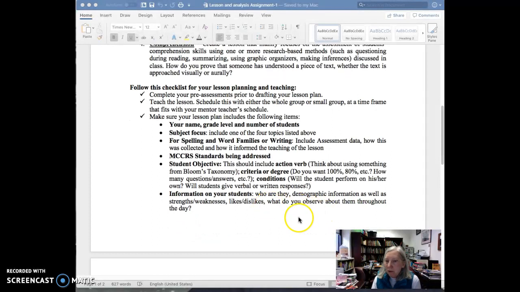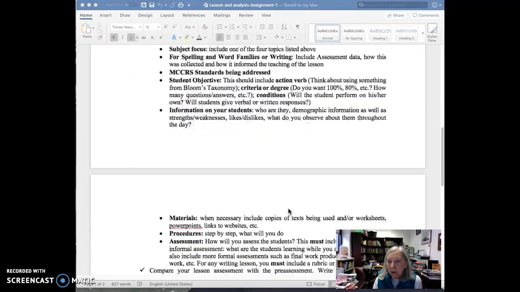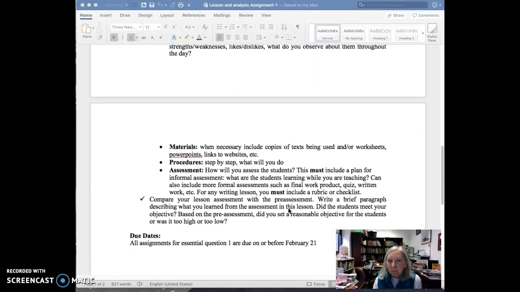The information on your students, some ideas that you could put in that section would be demographic information, but more important to me are what are their strengths and weaknesses in the area of literacy that you're teaching. What do they like to do? What do they not like to do? When you observe them, how do they behave? What makes them happy? Those are some things that I really want you to start looking at your students and thinking about, so I want you to put that information into your lesson plan.